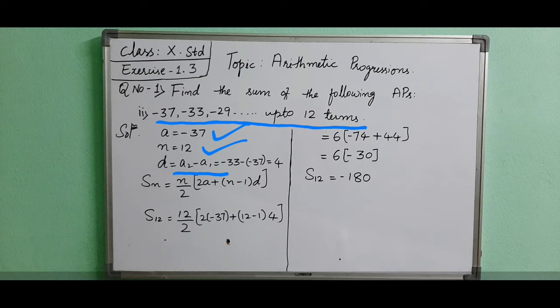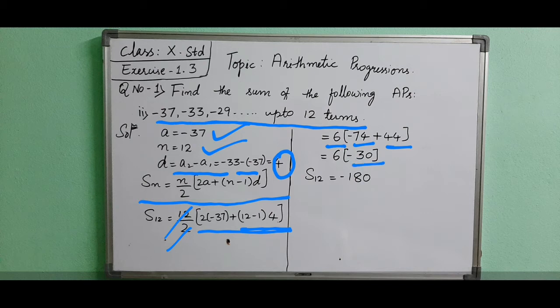Now minus 33 minus minus 37 means plus. Minus 33 plus 37 is 4. So the difference we get here is 4. Now the sum formula: n by 2 into 2a plus n minus 1 into d. 12 by 2, 2 into a is minus 37, 12 minus 1, d is 4. 2 ones are 2, 6 gets cancelled, so we get 6. Minus 37 into 2, minus 74. 12 minus 1 is 11, 11 fours are 44.